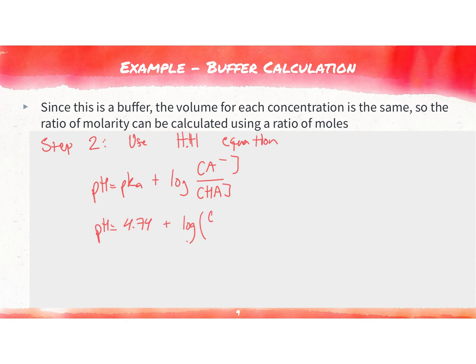We made more A minus, so we have 0.320 moles of A minus, and we reacted some of our HA. We were left with 0.280 moles of HA. In this case, because the volume is the same, we don't have to convert to concentration. We can just directly use the number of moles. And if we do this calculation, we get 4.80. And so we can see the pH is still pretty close to the pKa of our acid.